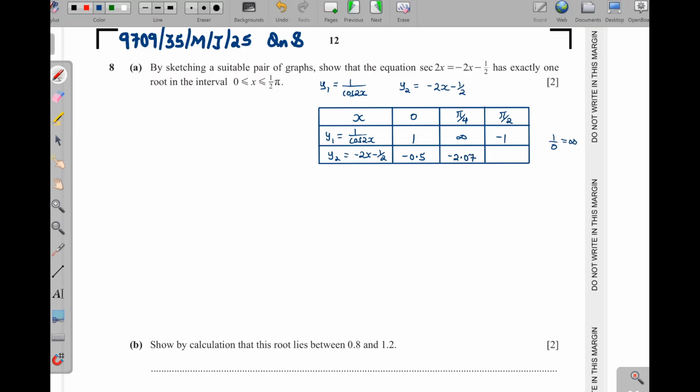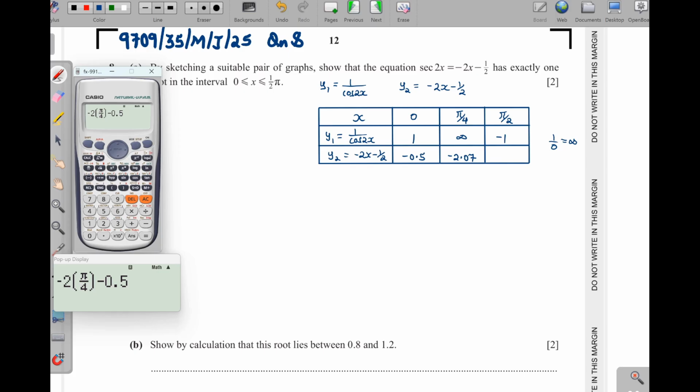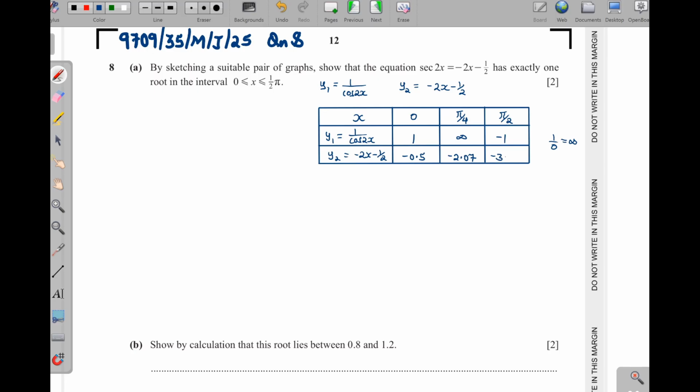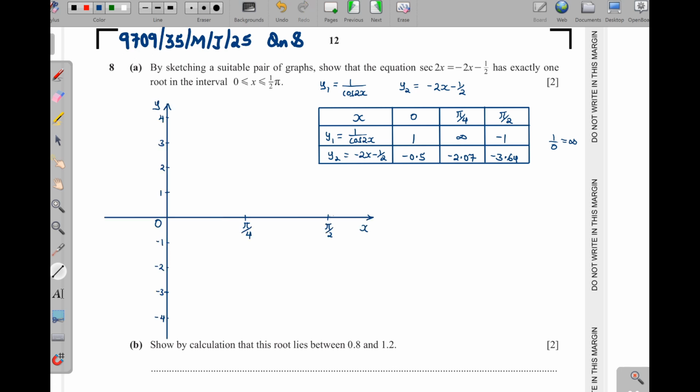How about pi over 2? I'll just come to this one here, and then I put 2. That is negative 3.64. Okay, now let me draw the axes here. Then this one, pi over 4, is an asymptote. So I can draw that line there. Just like that, because the curve is not going to pass through it, okay? Then I make it dotted. We always make these asymptotic lines dotted. Okay, then what else?